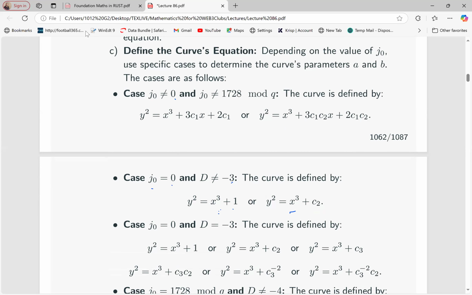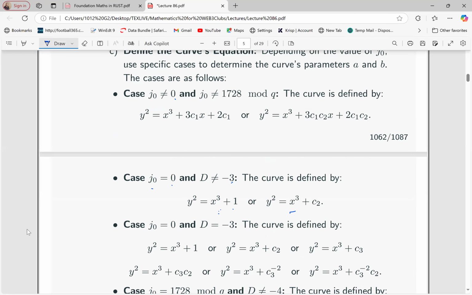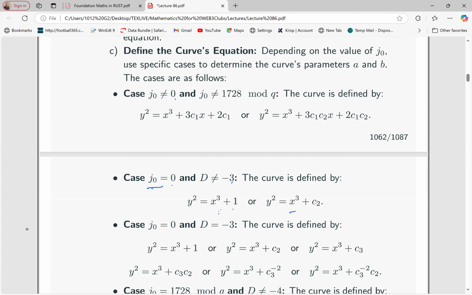What about a case when your J invariant again is 0, and your discriminant this time is -3?